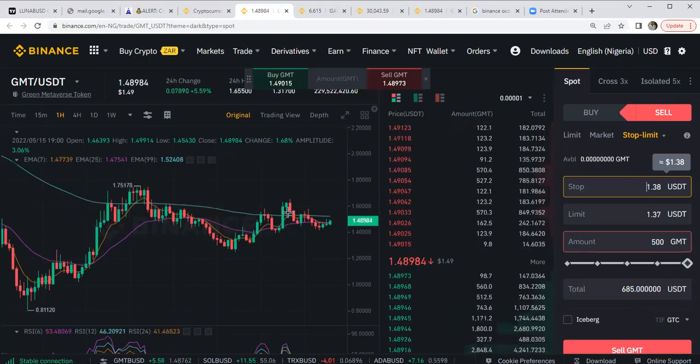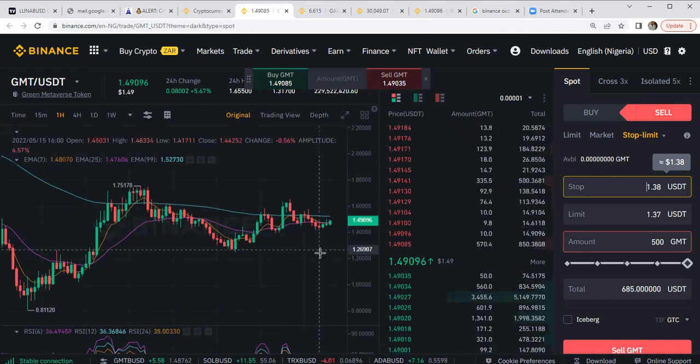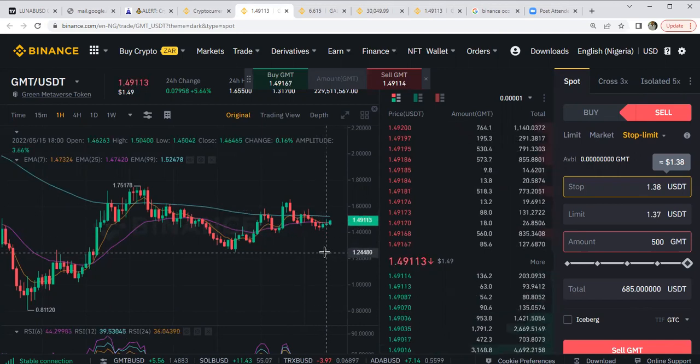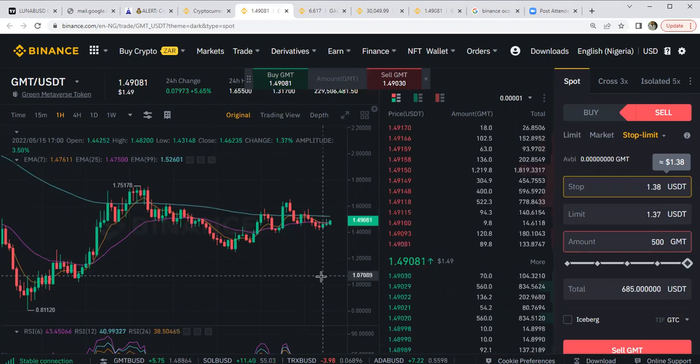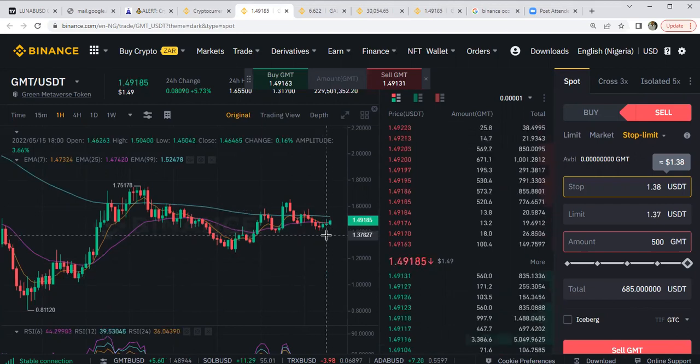Instead of the price coming down to maybe 1.2 or $1.1, you cut the stop loss so that you still have enough money with you to open another trade. That is the purpose of putting a stop loss.